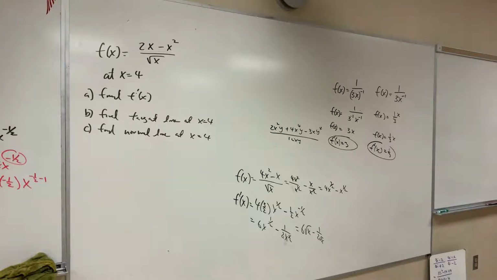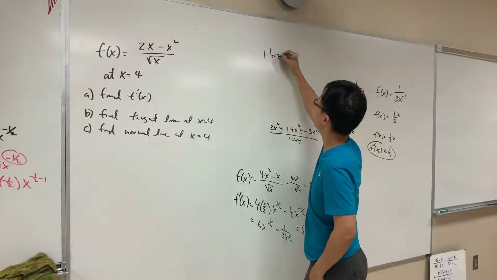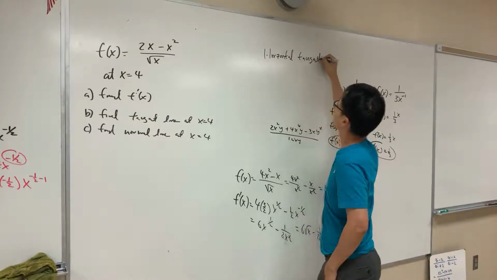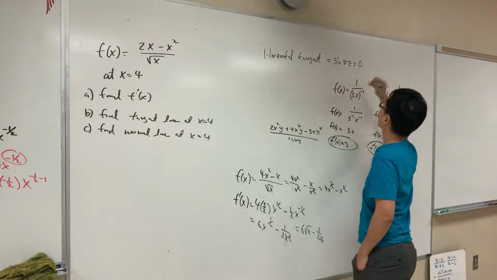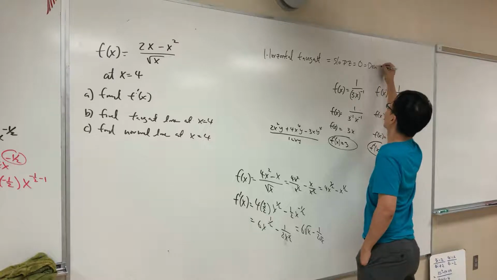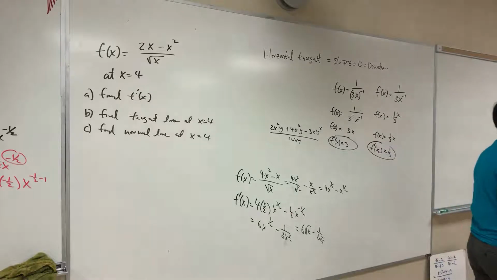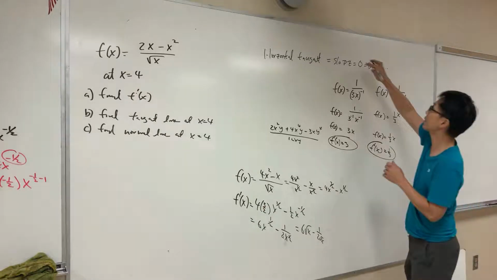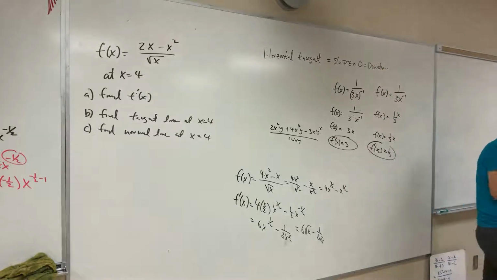On your notes, I need you to add one more thing though. Horizontal tangent. What does horizontal tangent mean? That means slope is equal to what? Equal to 0, right? Or the derivative. This is very important. I'm going to ask about horizontal tangent all the time. The AP exam is going to ask you about horizontal tangent. So write down: horizontal tangent means slope is 0, which is equal to the derivative. 0 is equal to the derivative, right?